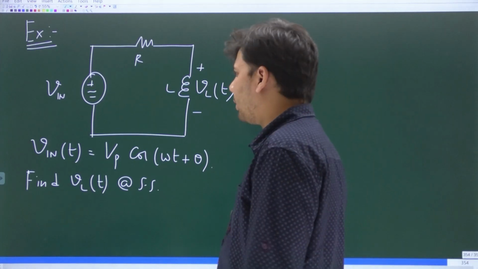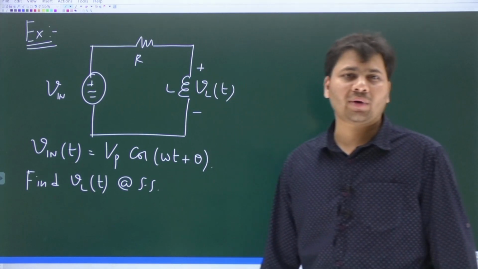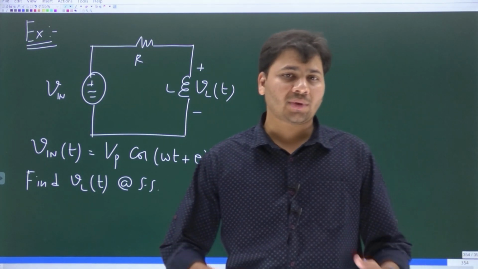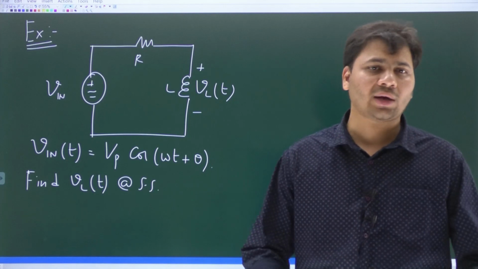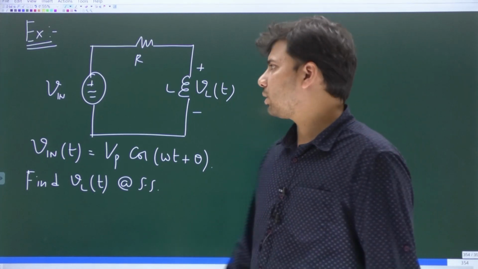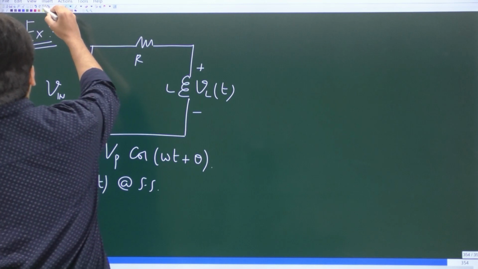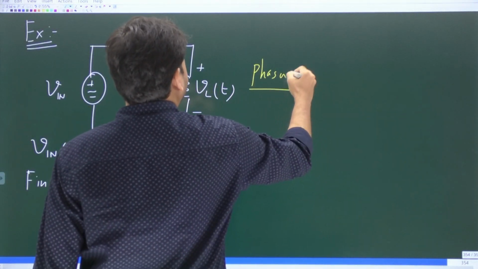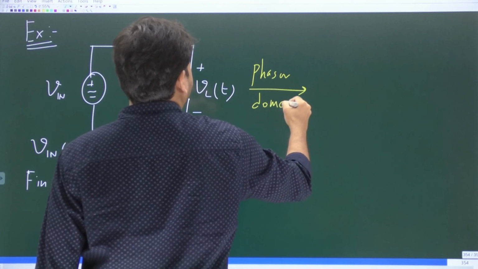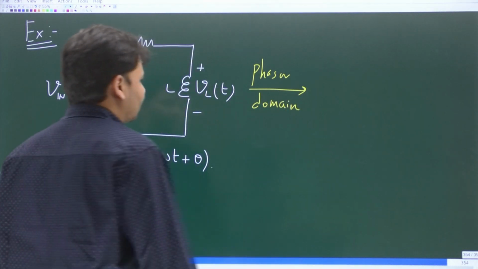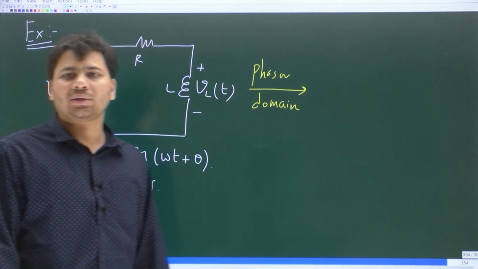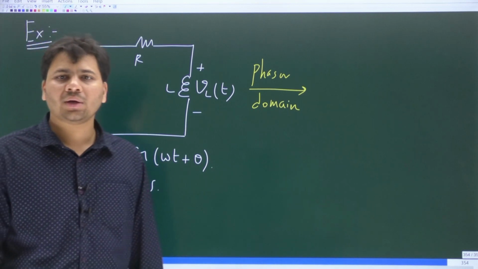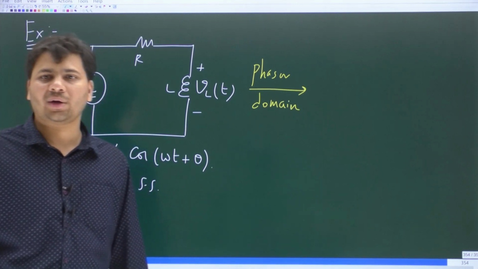In the phasor domain, every element should be replaced with its impedance, and all voltages will become phasor voltages, and all currents will become phasor currents. So what will this circuit be in the phasor domain? The other name for phasor domain is the frequency domain. So when I say frequency domain, it is the same as the phasor domain. Just now I told you that in the phasor domain, you should replace each and every element with its impedance.